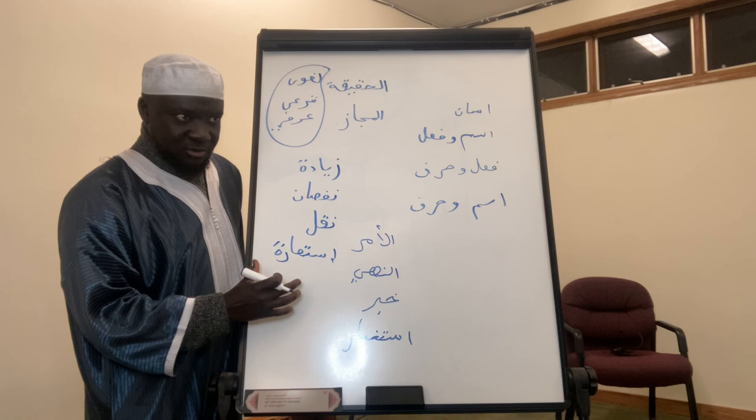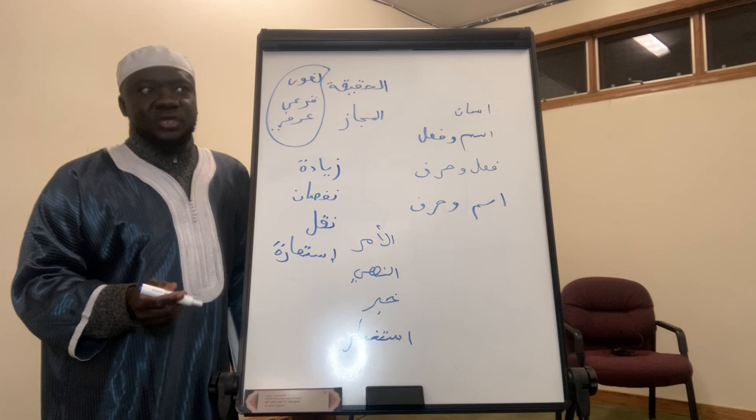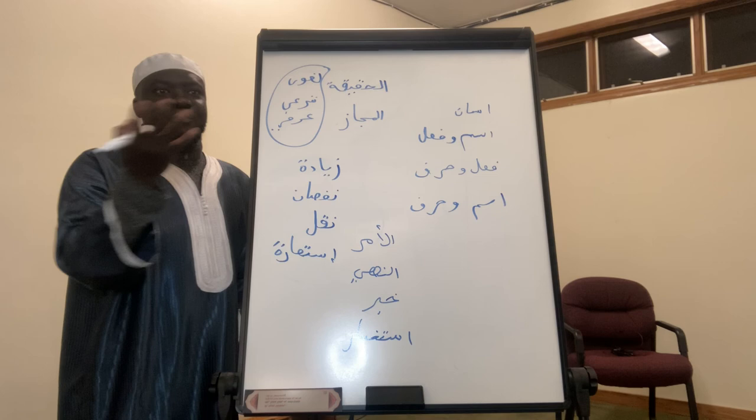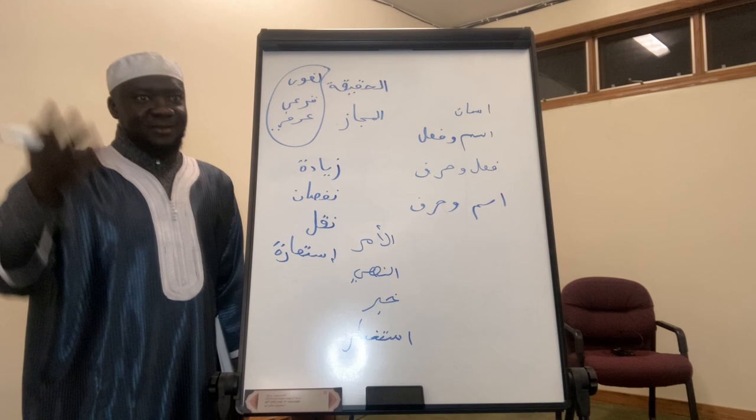That's the reason why, if we don't have isti'ara, we have a problem, because we cannot say laysa kamithlihi shay, that there's something equal or similar to Allah subhanahu wa ta'ala, as if he is similar to that. So that's why they have isti'ara.